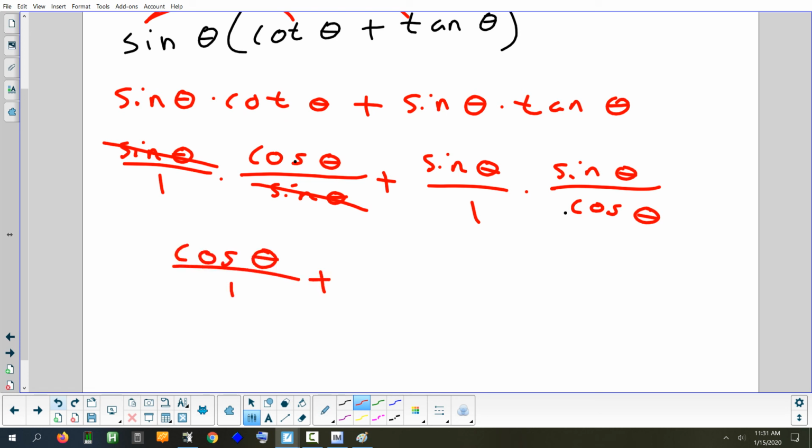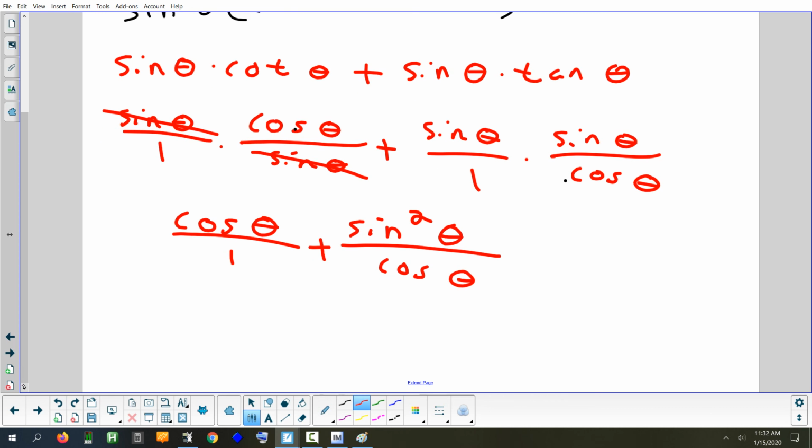So what we're left with now is cosine over 1 on the left plus sine squared over cosine. Now, we've done the trick of changing everything to sines and cosines, so that's not going to help us anymore. What's the second trick that I just gave you? Common denominator. What's going to be your common denominator here? Cosine. You just take the product of the two denominators you have. So you don't have to do anything to the fraction on the right. It already has the denominator you're looking for.